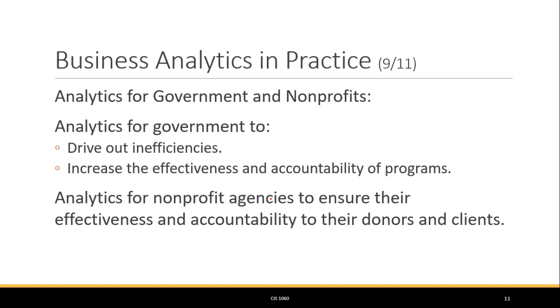Government and nonprofits, same way, being able to drive out inefficiencies, also becoming more effective and accountable. And this is websites like data.gov helps with putting public data out there so that these types of things can be found. Also, if you're a nonprofit agency, collecting information about donors and clients can increase some level of interaction between the two.